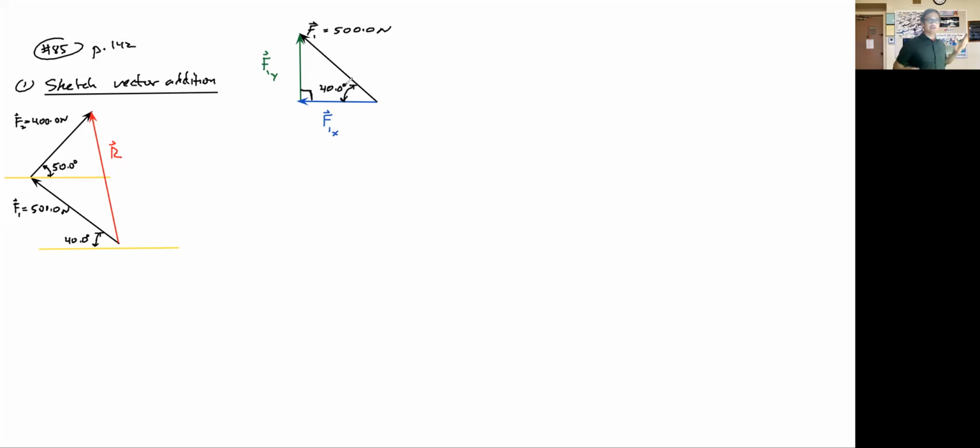40 degrees. So there it is. There's right triangle number 1. Remember, for every vector that we're asked to add together, we're going to have that same number of right triangles. Okay, so let's go ahead and draw the second right triangle then, because there's the second vector here.